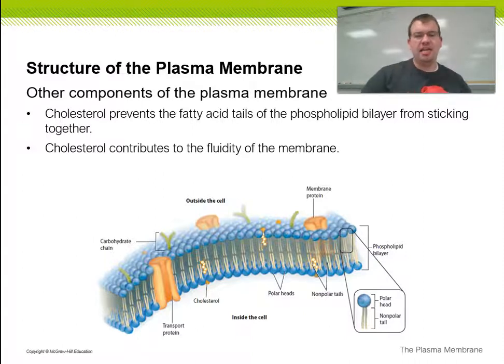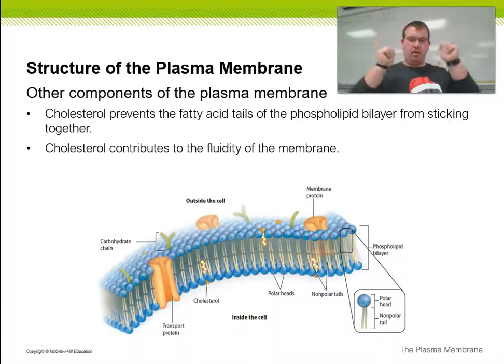This slide is just focusing on that cholesterol I was telling you about. It prevents the fatty acid tails of the phospholipid bilayer from sticking together. That's what gives that flexibility. It allows it to move because they're not stuck together. And then it also contributes to the fluidity of the membrane, which is a big, fancy way of saying it makes it flexible. It will move for us. It's just what we want.